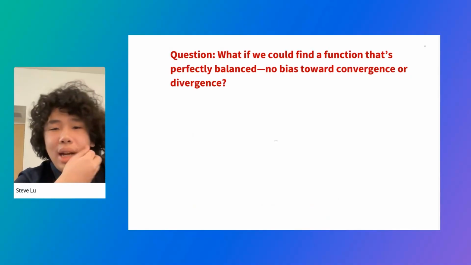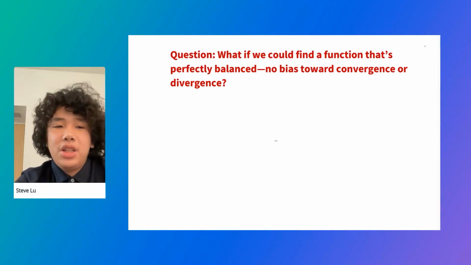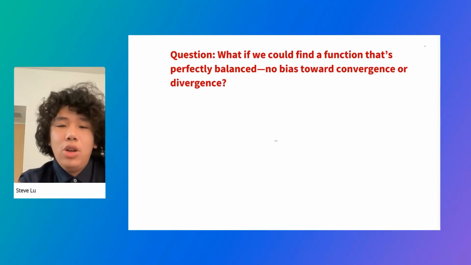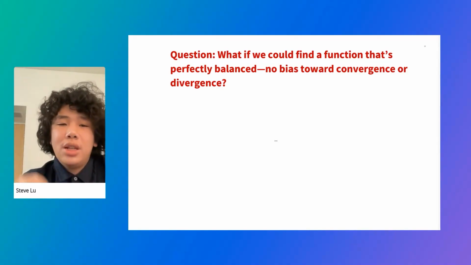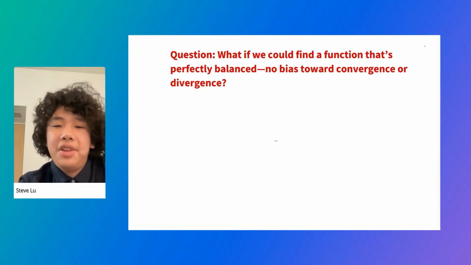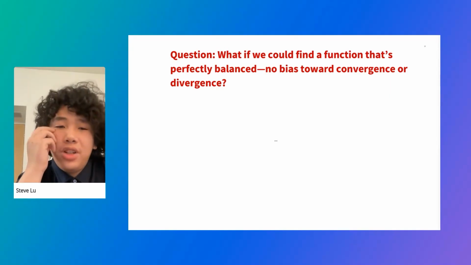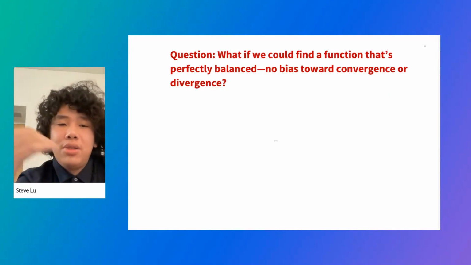And here's the question we're actually going to explore. We're trying to find a function that's perfectly balanced, meaning no bias towards convergence or divergence. Well, what does that mean? Well, basically, you can see from the actual Collatz that it converges. It goes down to a very small specific loop. Now, that's convergence. How about divergence? Basically, it goes to infinity.